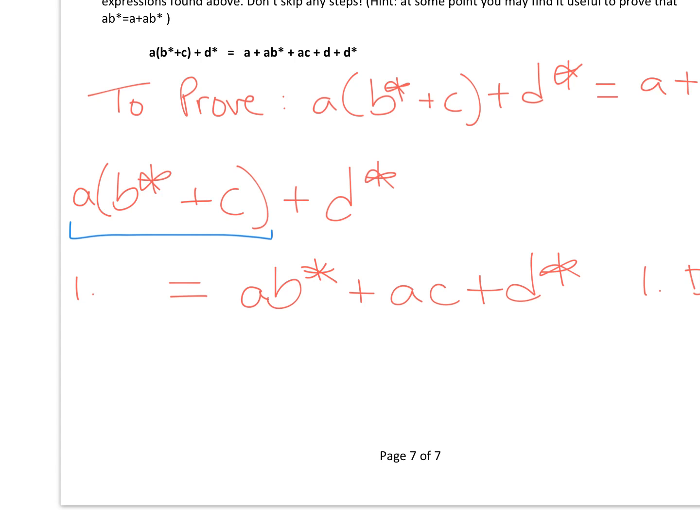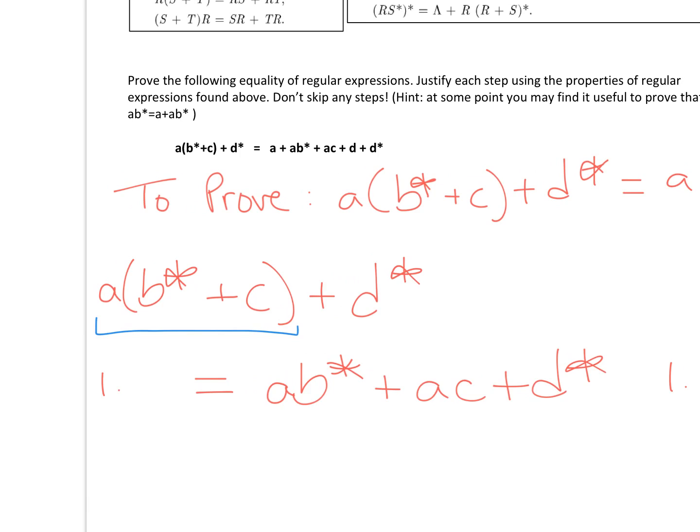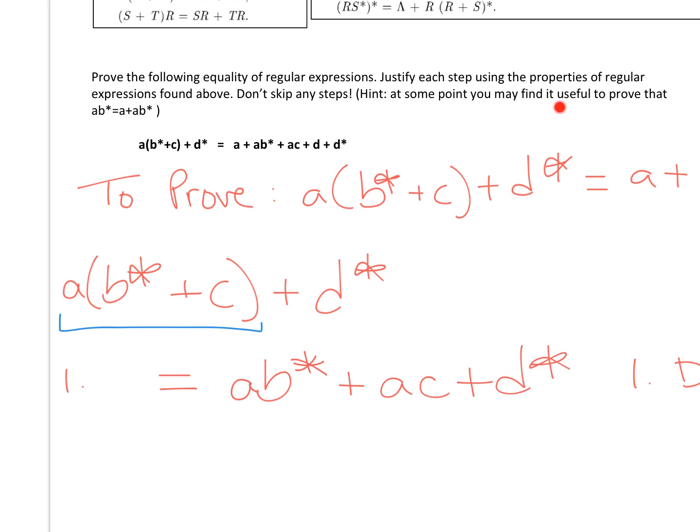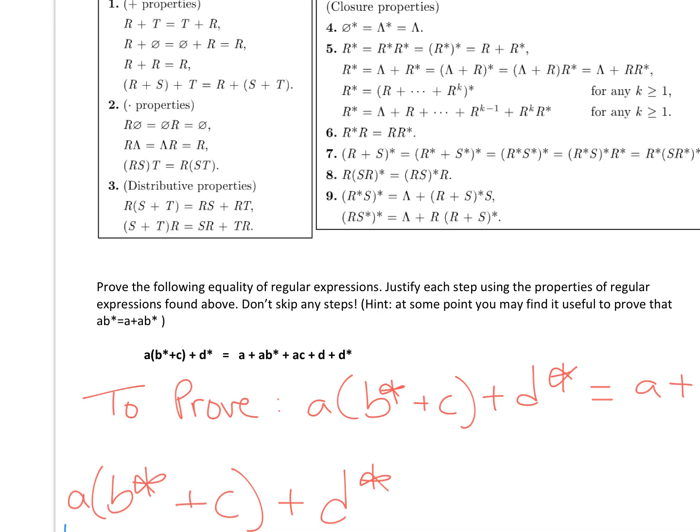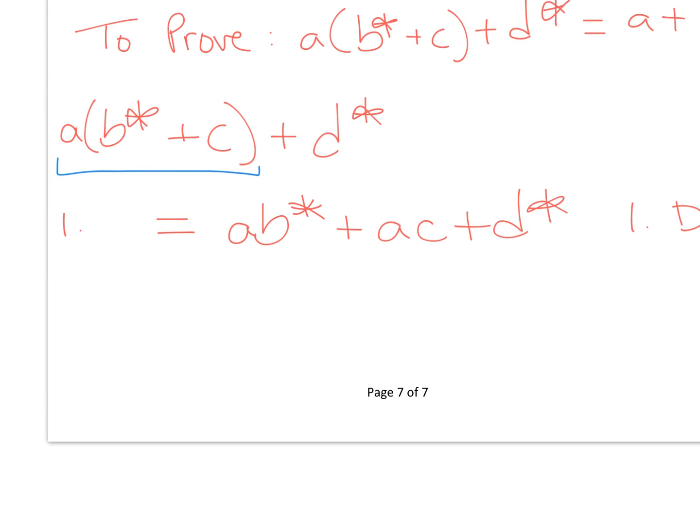Now I gave you a hint that said you may find it useful at some point to prove that AB star is the same as A plus AB star. And look, I suddenly have an AB star, so maybe I want to figure out a way to move that into A plus AB star. And you can't do that in one step from the rules up above, as far as I can tell. I don't see any properties that tell me that I can do that in one step, but I can do it in a couple of steps. So here's how I chose to do it.